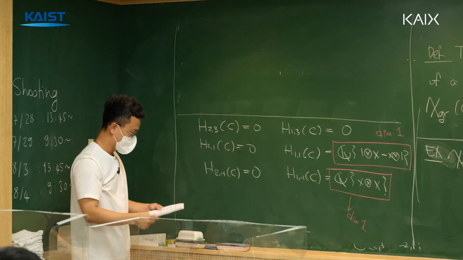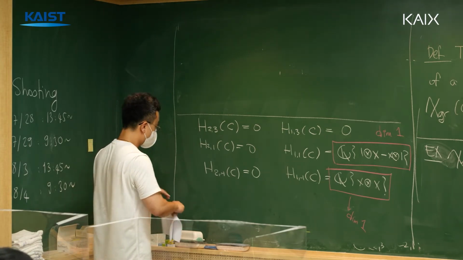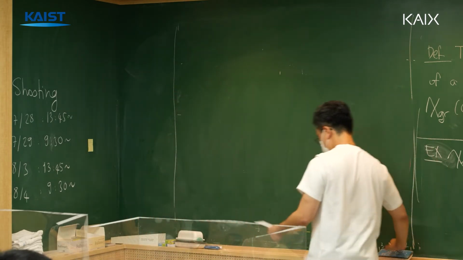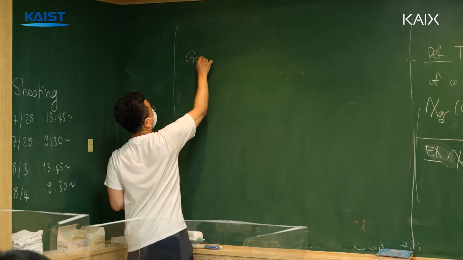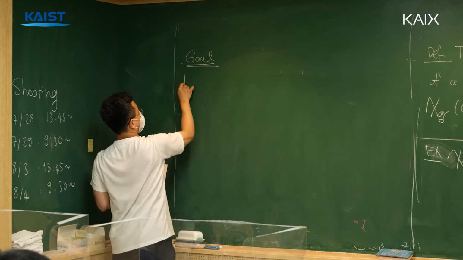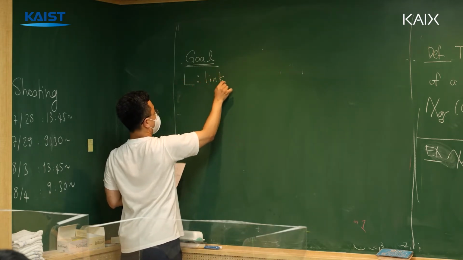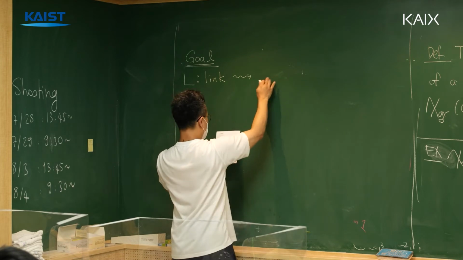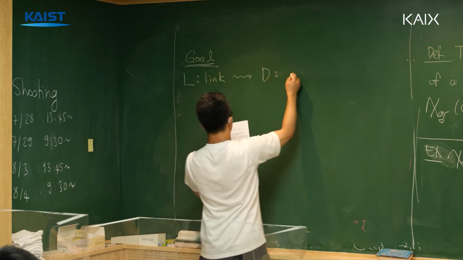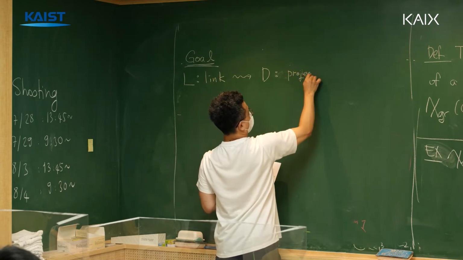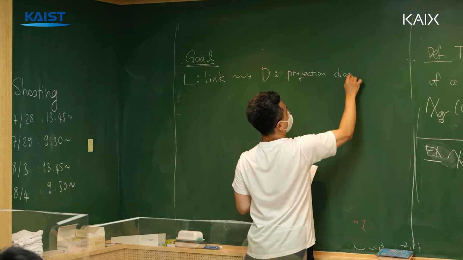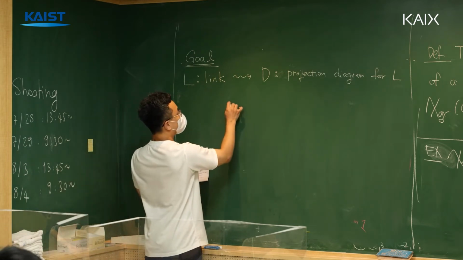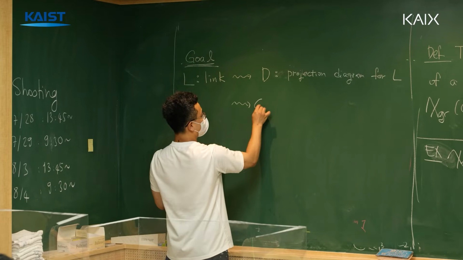All right. So this is our goal. We are going to start with a link. We are going to find a diagram for this link. So let's call D a projection diagram for L. And once you have this, what we are going to do is define this bi-graded chain complex, C of D.